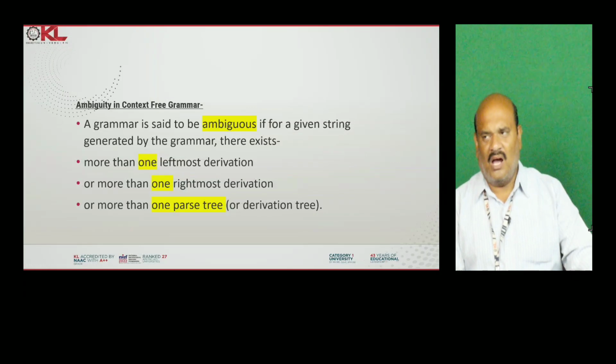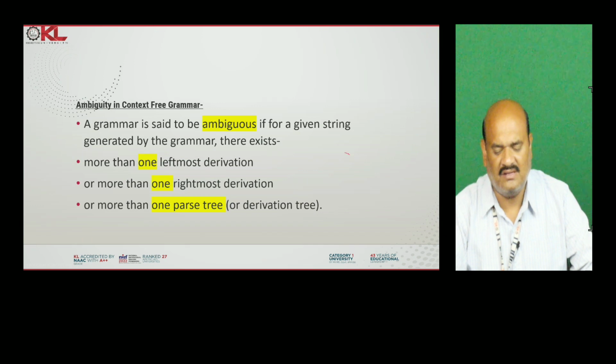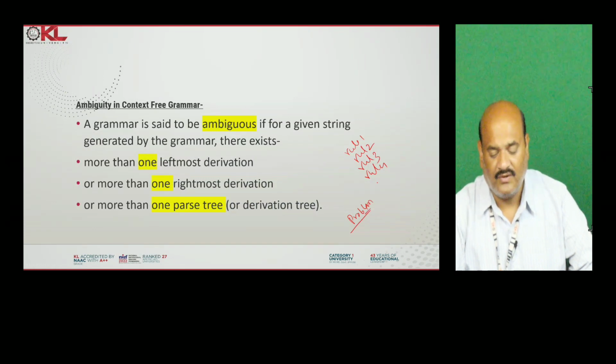When I use all those production rules in some order and I am able to generate that language, that is one solution. For the same problem, I am using the same production rules but in some other order. See here, you have some rules: rule 1, rule 2, rule 3, rule 4. There is one problem, and whenever you want to solve this problem, you use all these production rules.